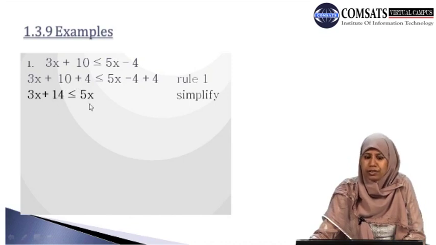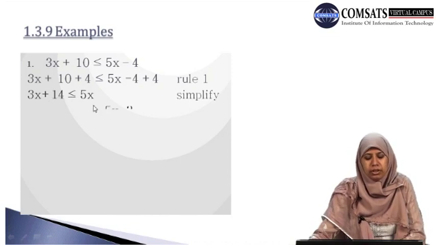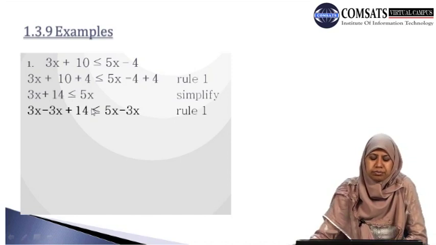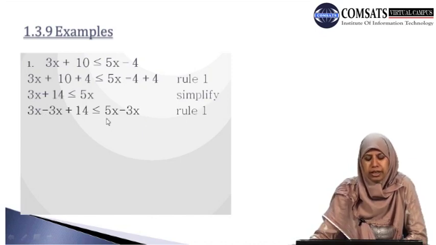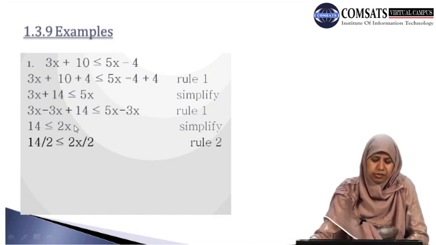So we have to add or subtract 3x or subtract 5x to make them on one side of the inequality. How do we do it? We again use our rule 1, that is, we subtract 3x from both sides of our inequality. So after simplifying, on the left side we obtain 14 and on the right side we obtain 2x. Now this is the simplest form of the inequality we can obtain.